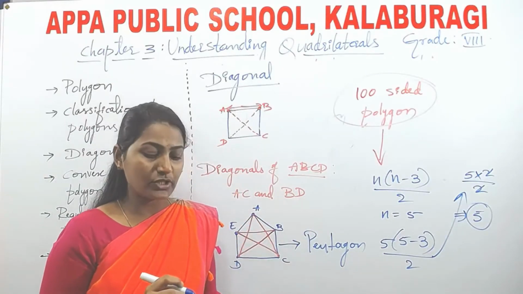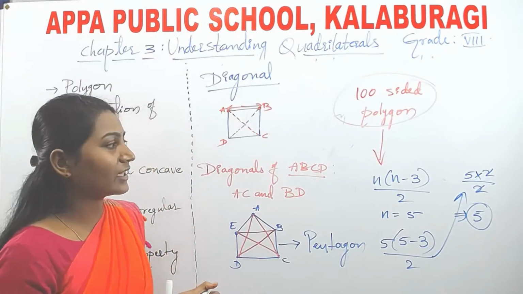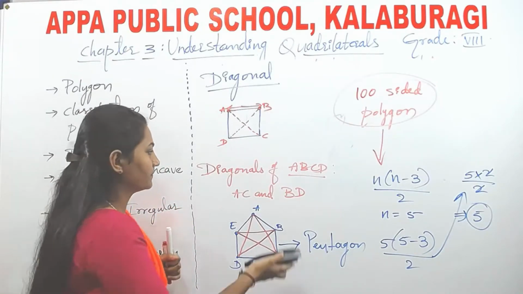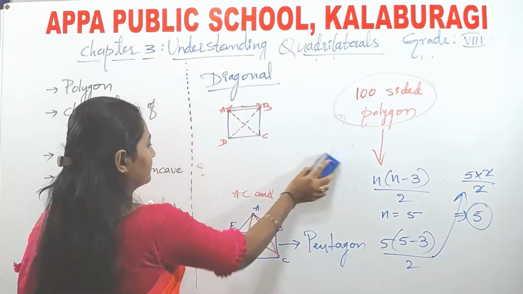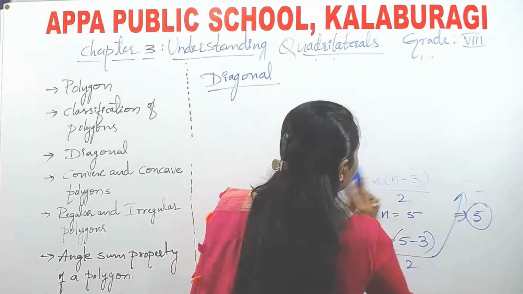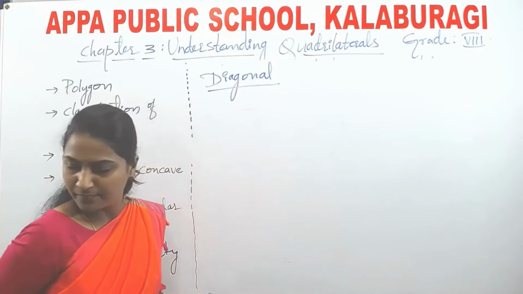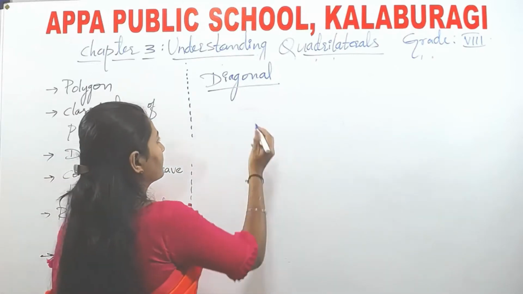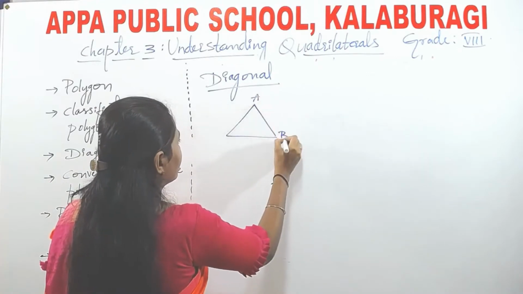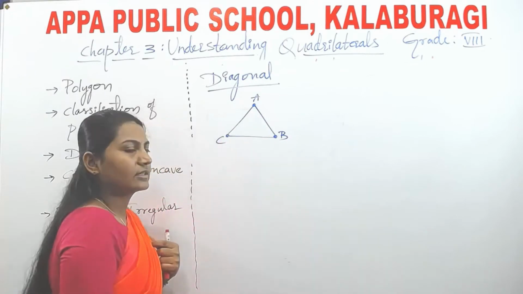But let me ask a question. What about the diagonals of a triangle? How many diagonals can you draw in a triangle? Let us see for a triangle. Let me draw a triangle first and name it ABC. How many vertices does it have? As you all know, it has 3 vertices.